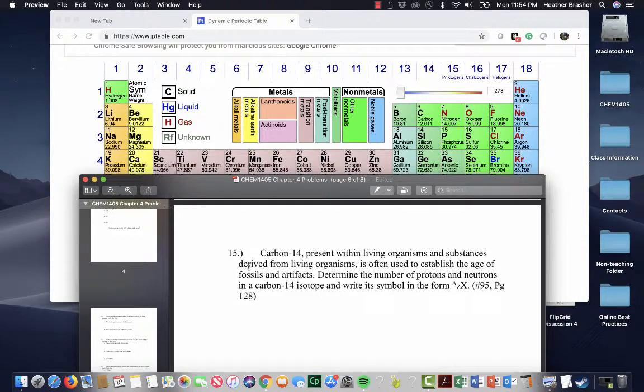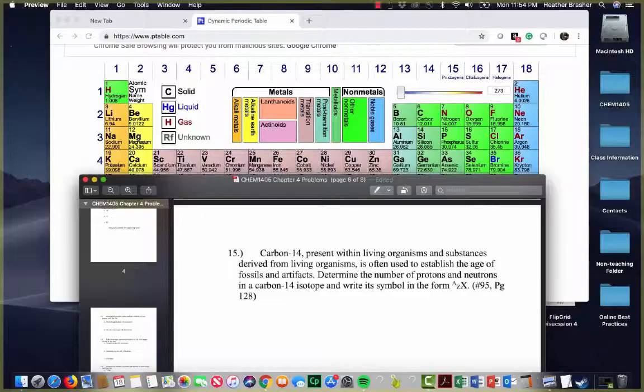So now we're on some of the last few, right? We're getting towards the end, and I hope you're figuring this out. So here we have carbon-14 present within living organisms and substances derived from living organisms, is often used to establish the age of fossils and artifacts. Determine the number of protons and neutrons in a carbon-14 isotope and write its symbol in the form A Z X.